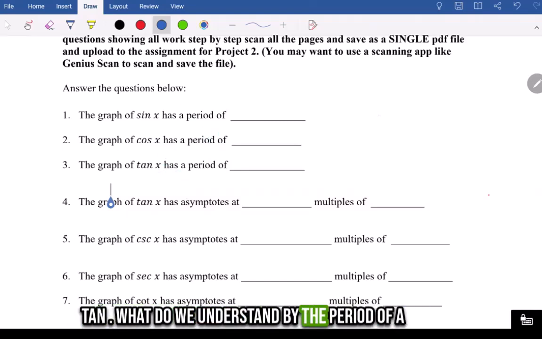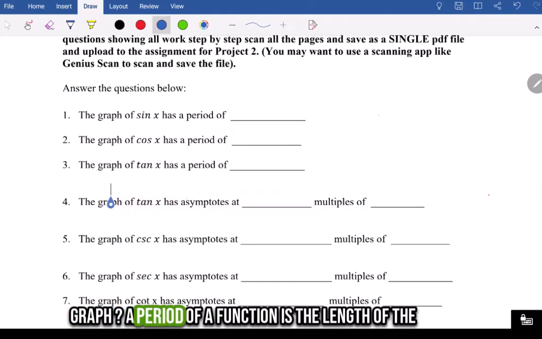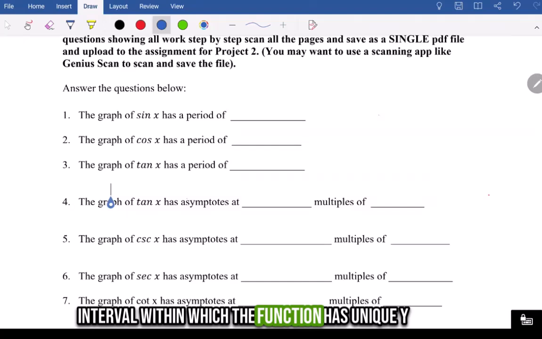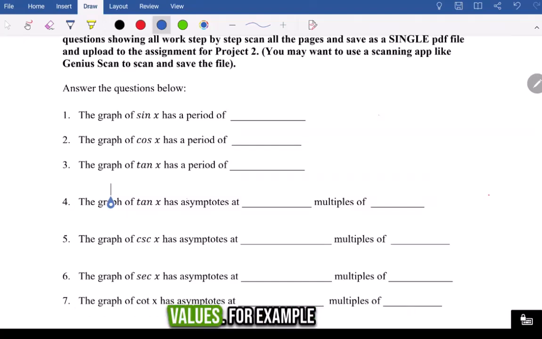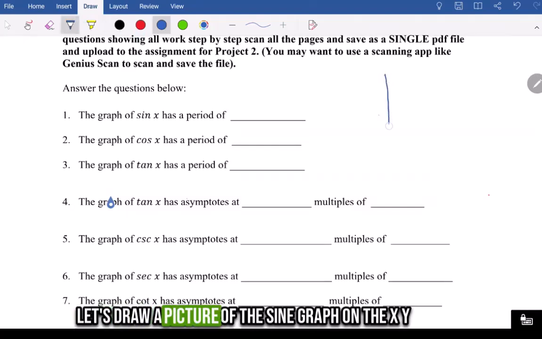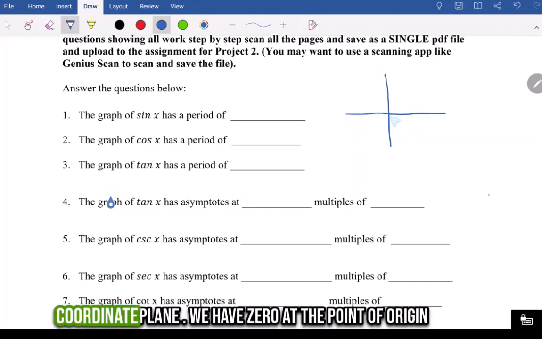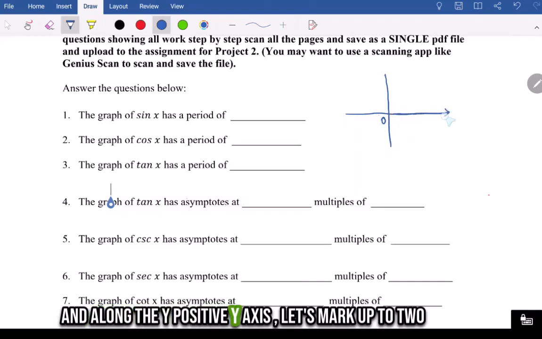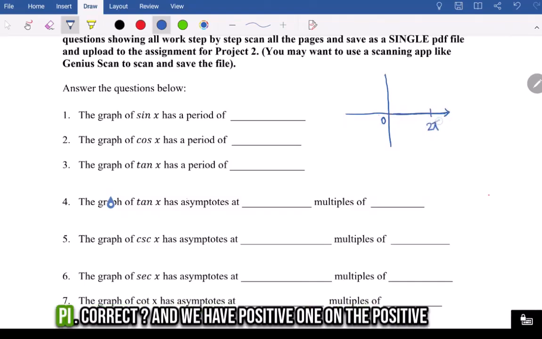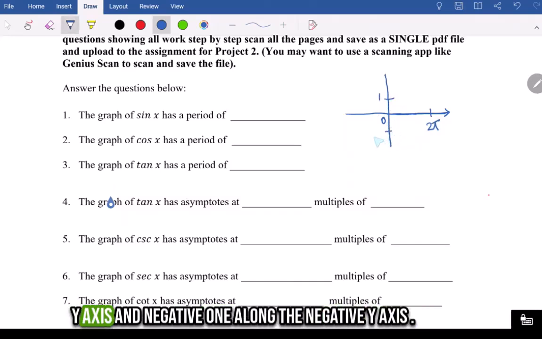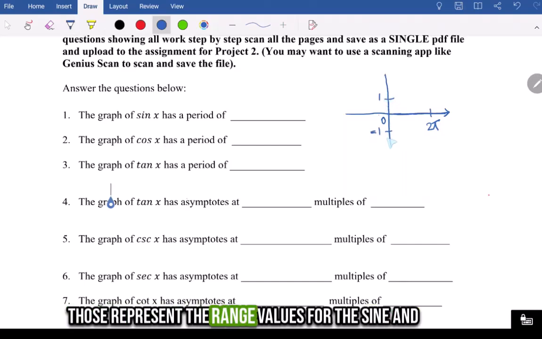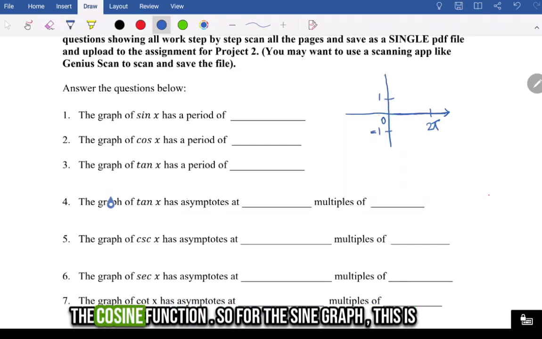What do we understand by the period of a graph? A period of a function is the length of the interval within which the function has unique y values. For example, let's draw a picture of the sine graph on the xy coordinate plane. We have 0 at the point of origin, and along the positive x-axis, let's mark up to 2 pi, correct? And we have positive 1 on the positive y-axis and negative 1 along the negative y-axis. Those represent the range values for the sine and the cosine function.